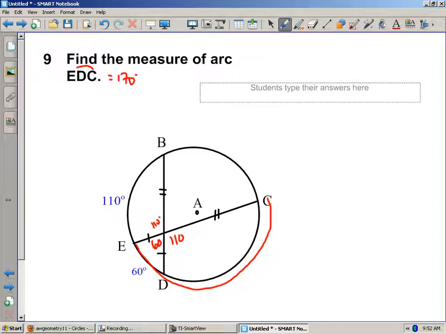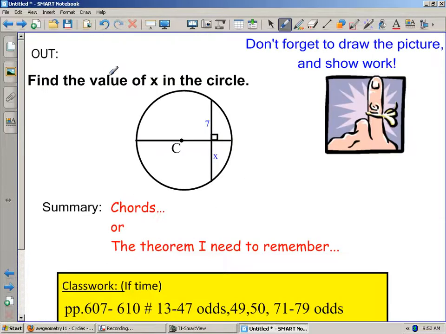So now they're asking us, this is our out for the day, and we're going to find the value of x. To find the value of x, we just need to know a couple things about this. One, we have a diameter here that is meeting at a 90-degree angle. And I think we had a theorem that said if we have a diameter that meets a chord at a 90-degree angle, then it becomes the perpendicular bisector of that chord. So hopefully you can see that x has to be 7. And if you don't remember these theorems, please go back and look at them. Please write them down, make sure you have them, because you are going to need them for the test.